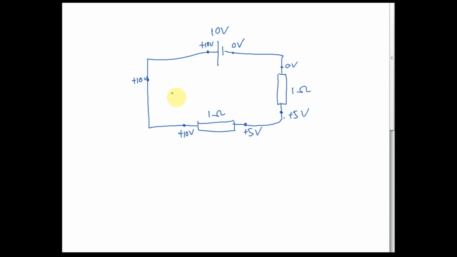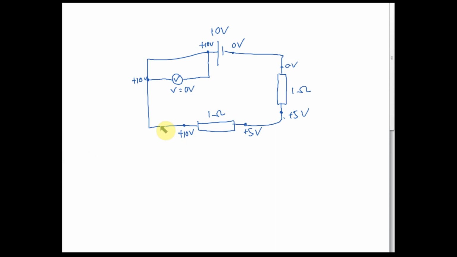Then, if I connect a voltmeter from this point to this point, what's the reading of the voltmeter? The reading is 0. No difference. The potential difference equals 0 because there's no difference between the potentials. 10 and 10, no difference, right? So the voltmeter will show 0 volt.